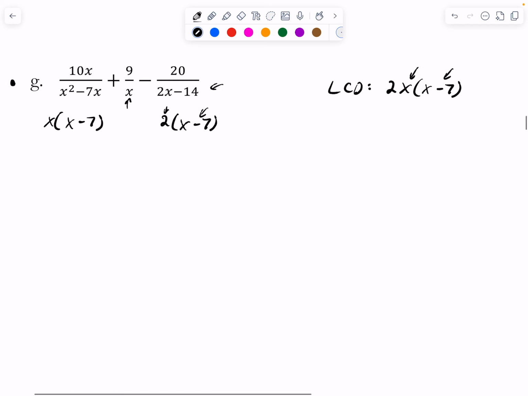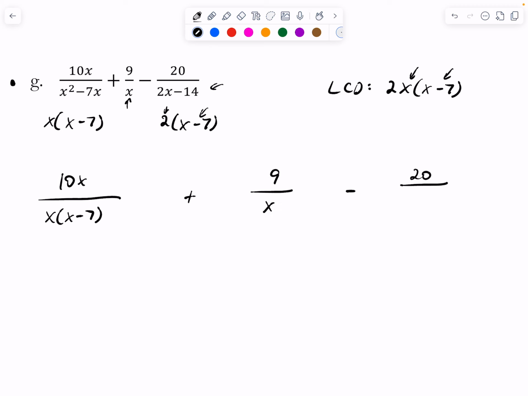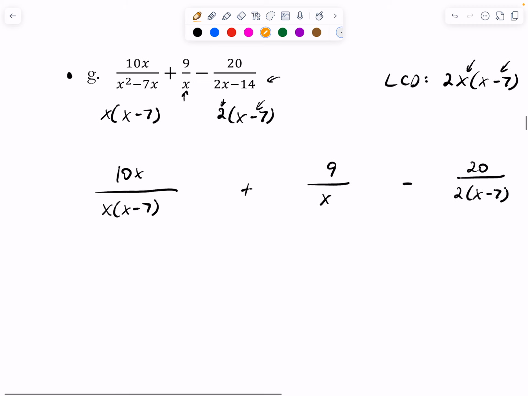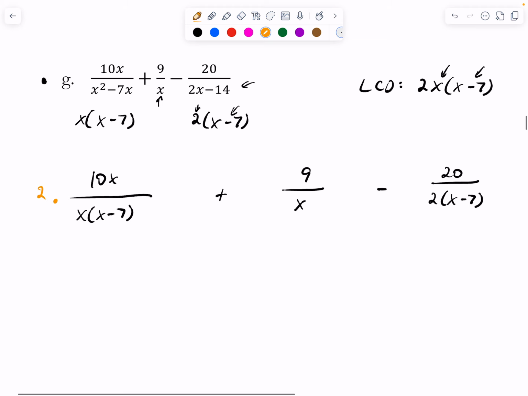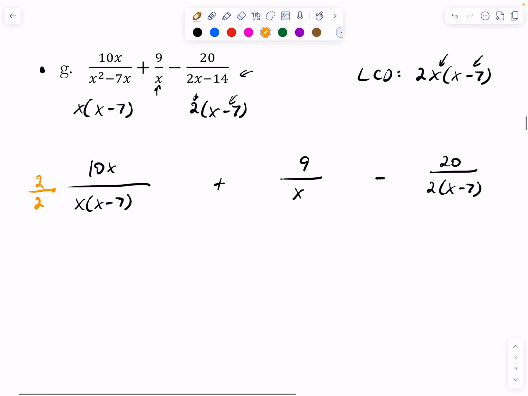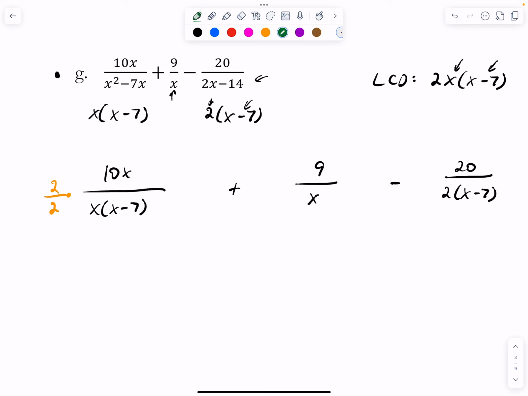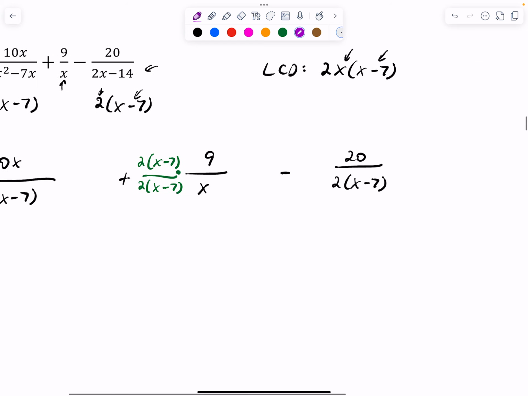Okay, so now I'll rewrite to give myself more space. Now I just need to multiply each of these by whatever they need so they can look like the same denominator for all of them. All right, so starting with the first one. The first one needs just the 2. So 2 on top and 2 on the bottom would allow that to look like that LCD. This one needs a little bit more. It needs the 2 and the x minus 7. And this last one here just needs the x.